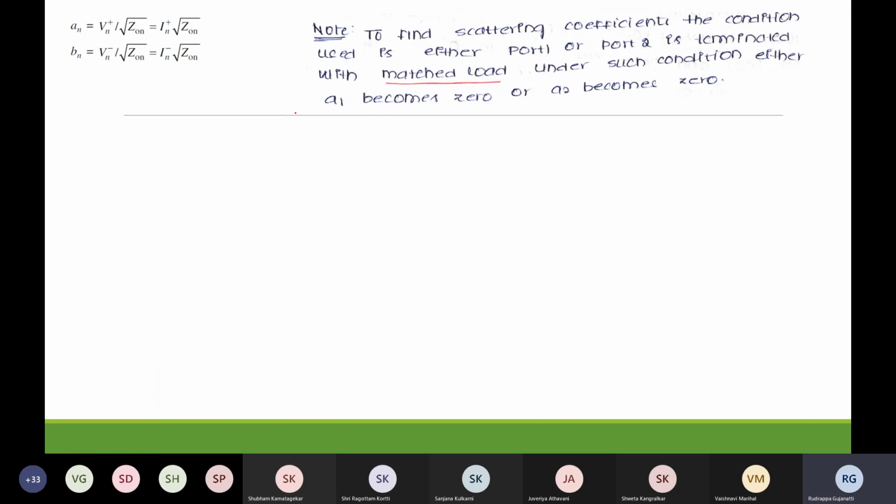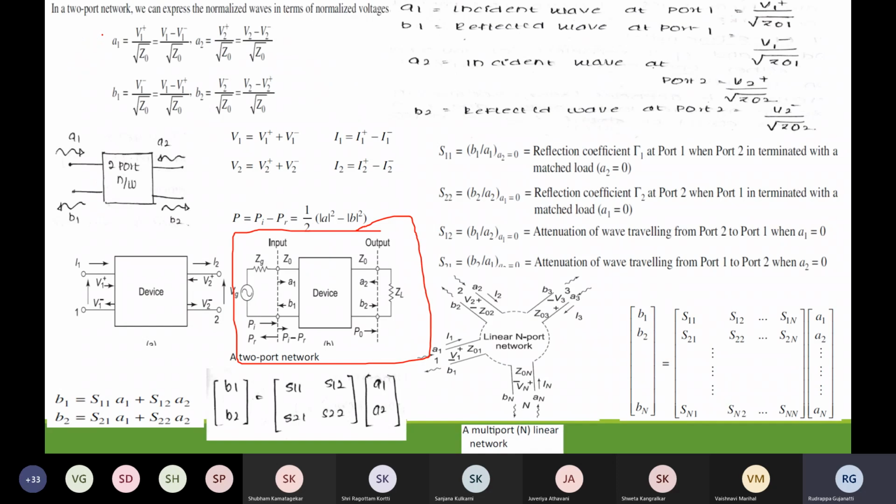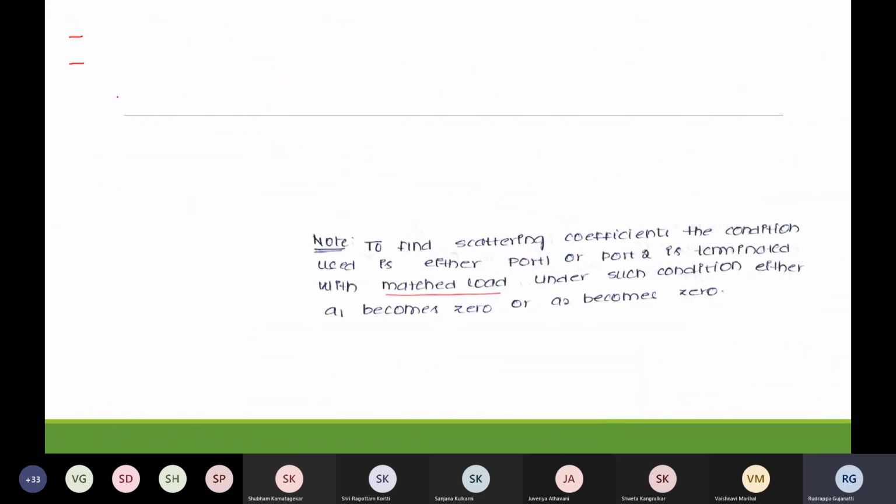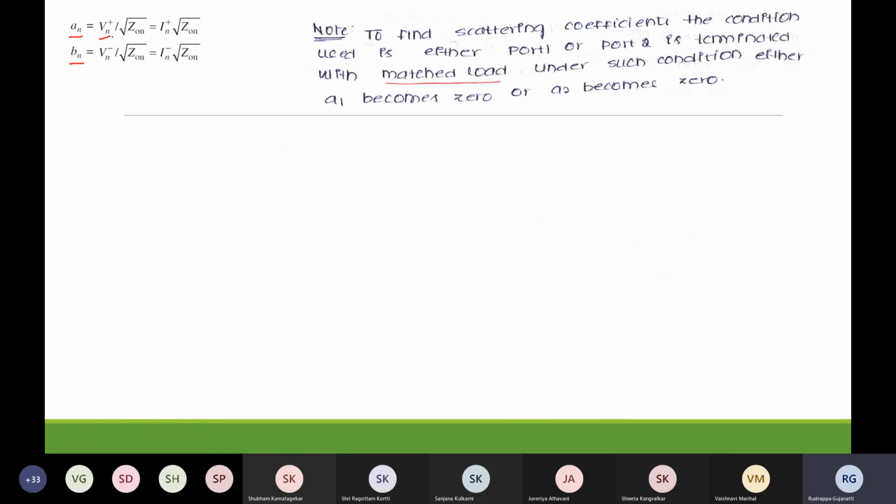Since we have to represent it with the S parameters, we can have a few discussions prior to that. What is An? It is the incident wave amplitude at port N. What is Bn? It is the reflected wave amplitude at port N. The same way we had represented A1 and B1 in the previous case. In general, we represent it as Vn plus divided by square root of Z naught, or in terms of currents, it is In plus into square root of Z naught.